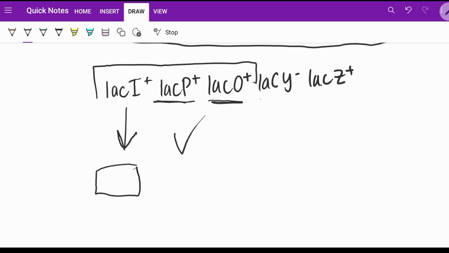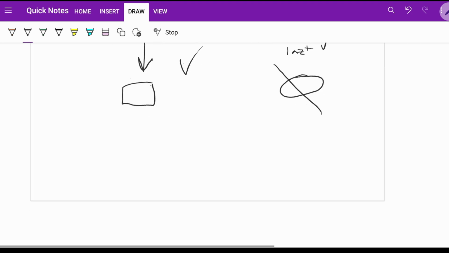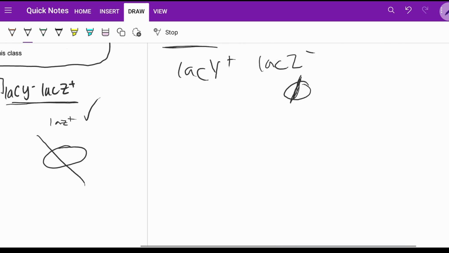We then have lac Y and lac Z. So lac Z is positive, meaning yay, that one's good, but lac Y is negative. And since lac Z relies on lac Y, it will not be able to break down lactose because lac Y is not produced. Okay, let's look at another example.